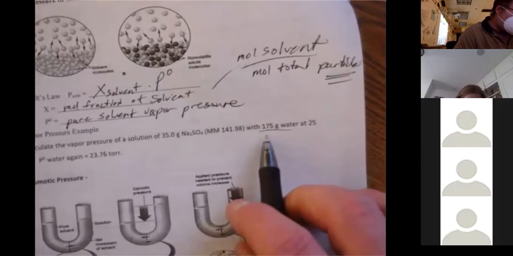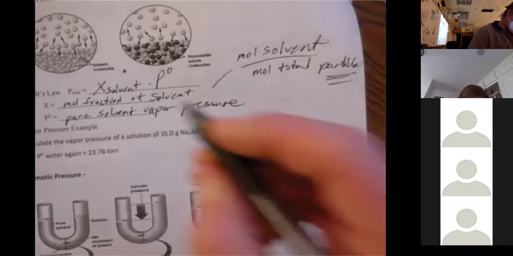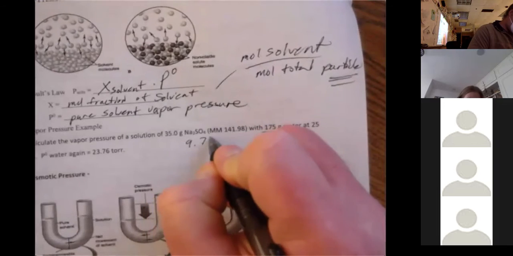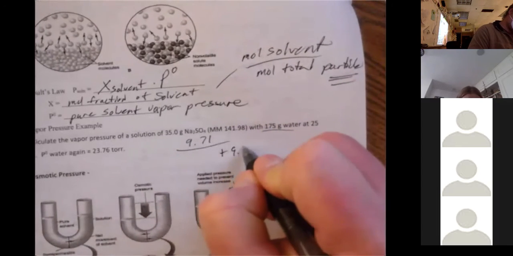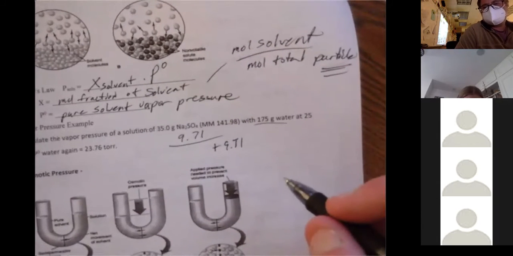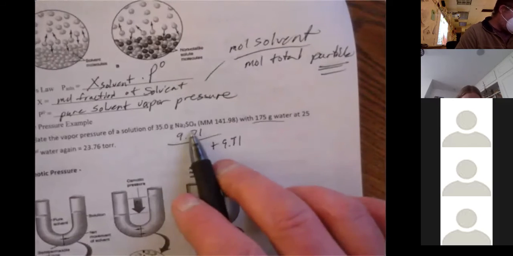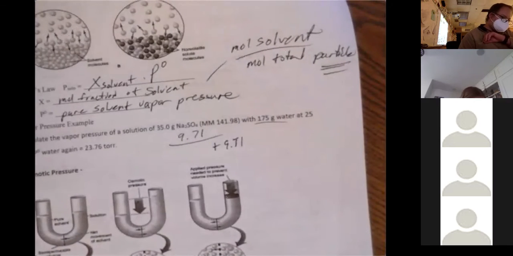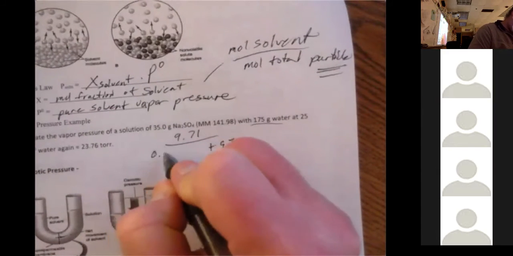So let's go ahead and find the moles of water. 175 divided by 18.02. The answer is about 9.7114. Good on that. Now we need to find the moles of sodium sulfate. 35 divided by 141.98. It's about 0.2465.